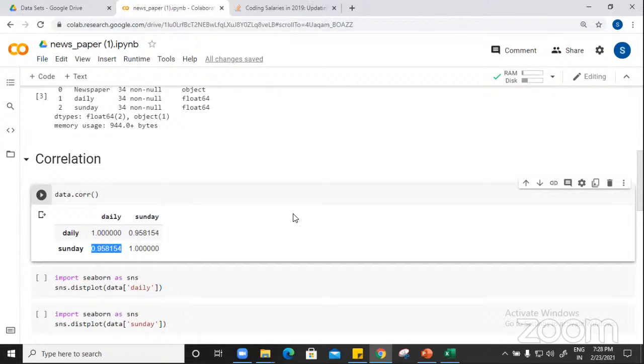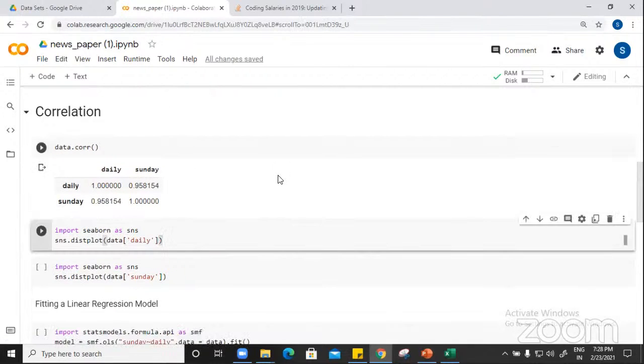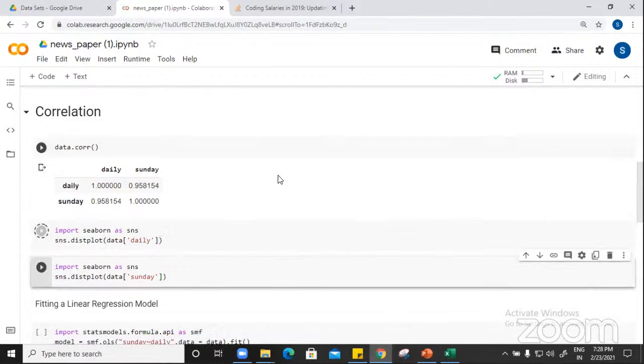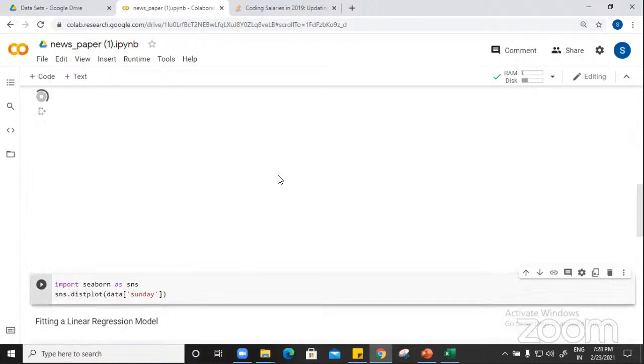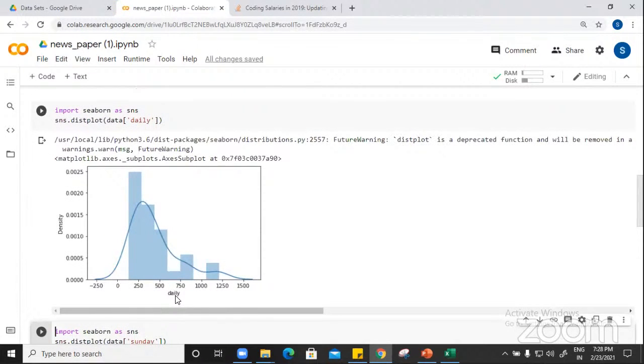Because the correlation coefficient ranges from -1 to +1, if it is positive near +1 or near -1, then that is a high correlation. So here it is positive, so we can say these two variables are highly positively correlated. Fine. Now let us see the distribution plot.